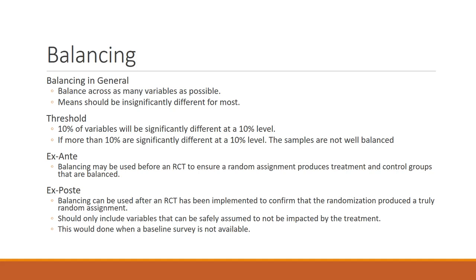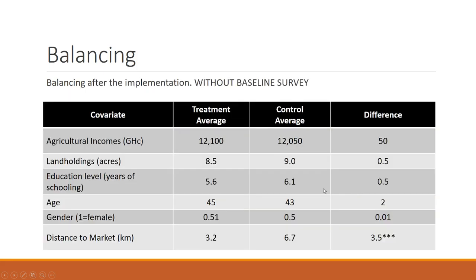Okay. In your first assignment, you are doing a balancing test ex ante. In your second assignment, you do a balancing test ex post. That means after the intervention has been implemented. So there's some differences between doing a balancing test ex ante and a balancing test ex post. I will now explain that.